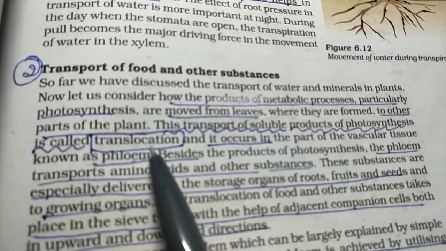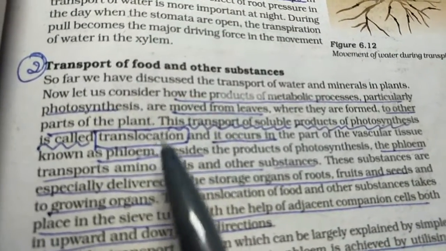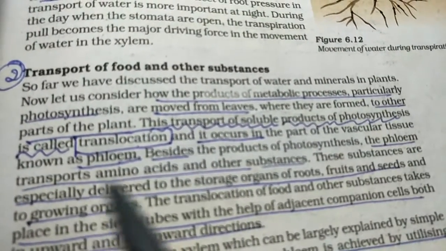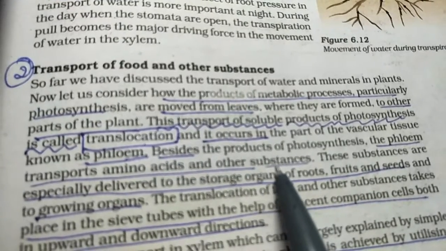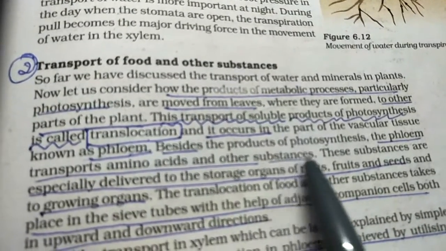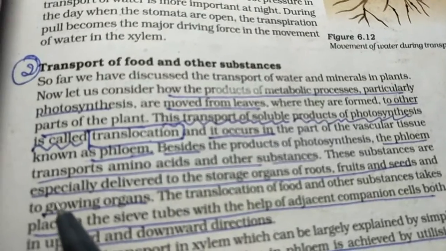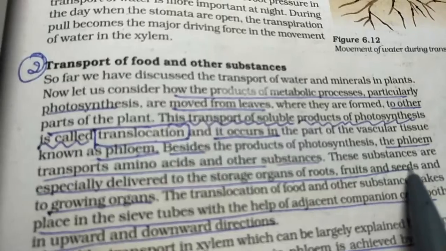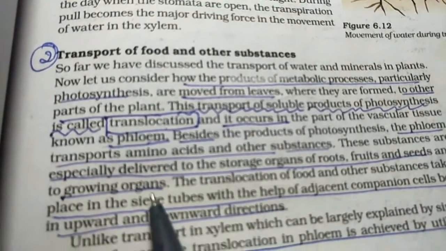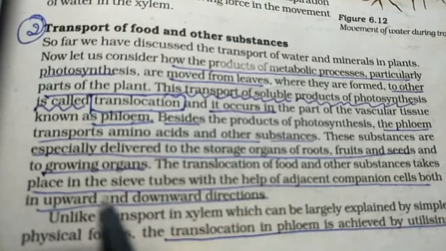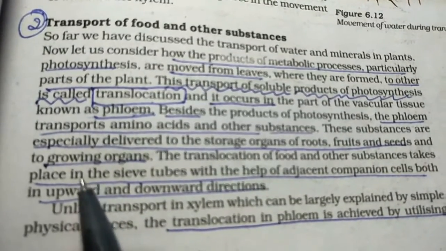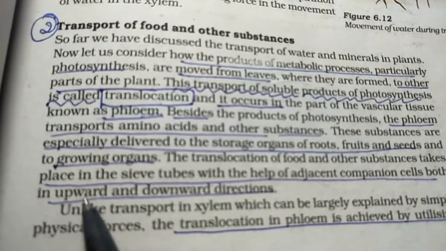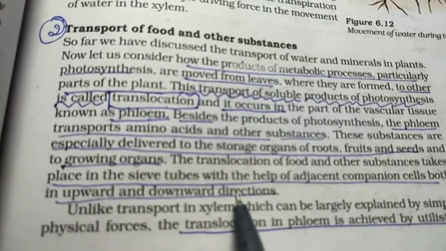The other definition which we learned was transpiration. Besides this, there are other products also, like amino acids and other substances produced in the plants, which are transported by phloem. They are specially delivered to storage organs like roots, fruits, seeds and growing organs. We have seen in ninth standard that phloem has sieve tubes and companion cells. Both of them help in upward and downward movement.